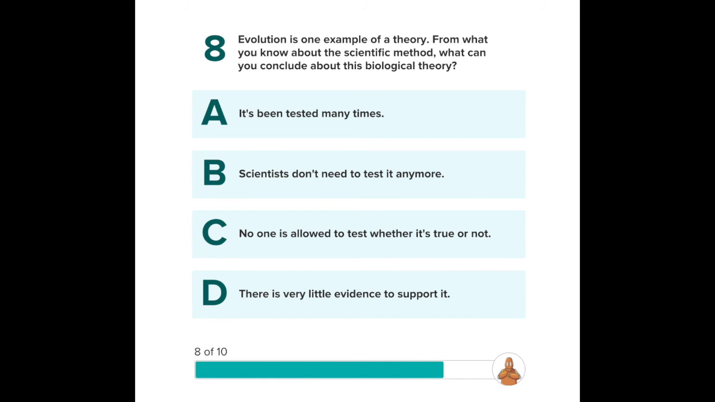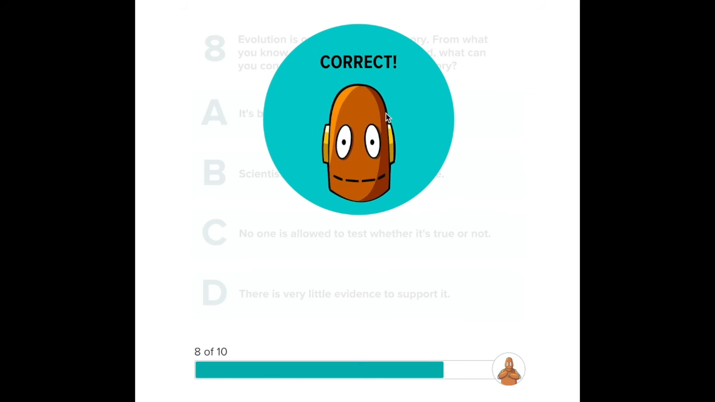Number 8, evolution is one example of a theory. From what you know about the scientific method, what can you conclude about this biological theory? Because it is a theory and not a hypothesis, a theory is confirmed after being tested many times, so that will be A, it has been tested many times.